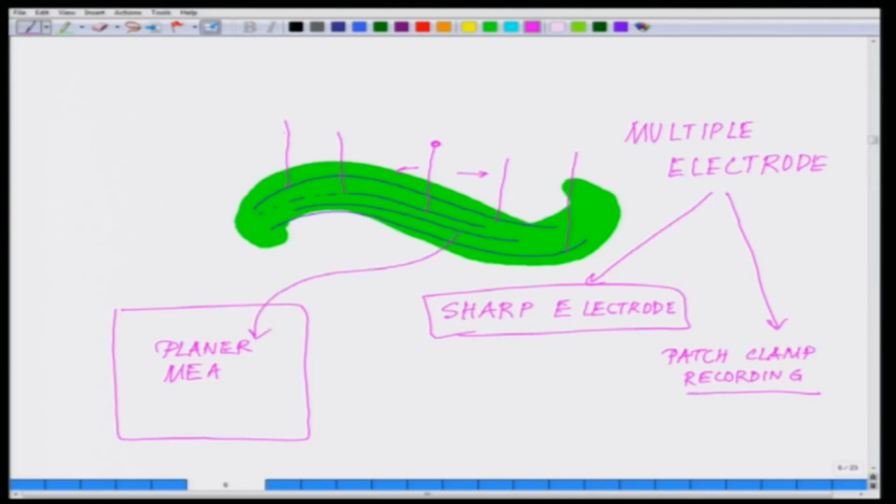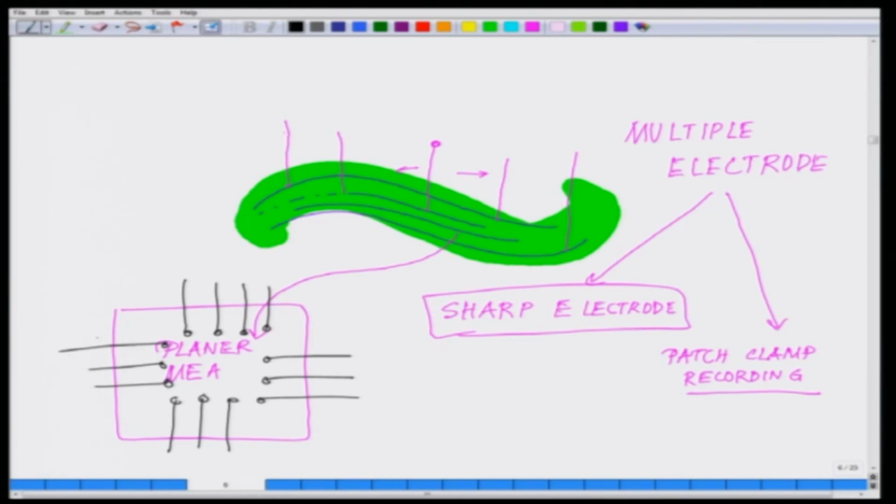This whole circuit is placed on a planar MEA. If you have seen it, it looks something like this. Again, I kindly request you to go online and check the structure, that will help you. The circuit sits like this.